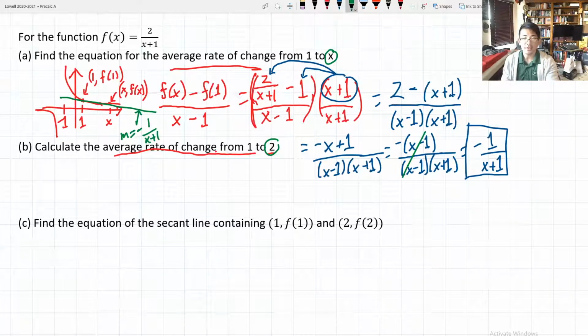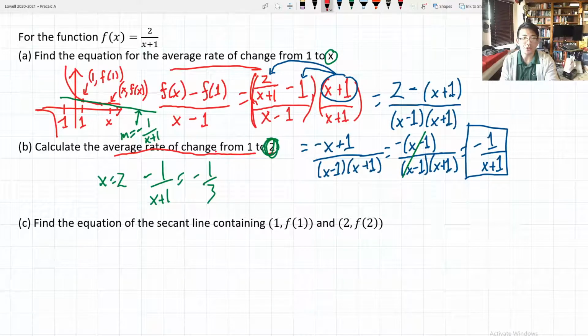And so if that x value is 2, if we go into part B here, the average rate of change, or the slope of the secant line from 1 to 2, again, these are x values, x equals 1 to x equals 2, that would just be, plug in x equals 2 into this equation, and you'll get negative 1/3. We could also see that if I had plugged this into the red equation, the big mess here, it would have also worked.